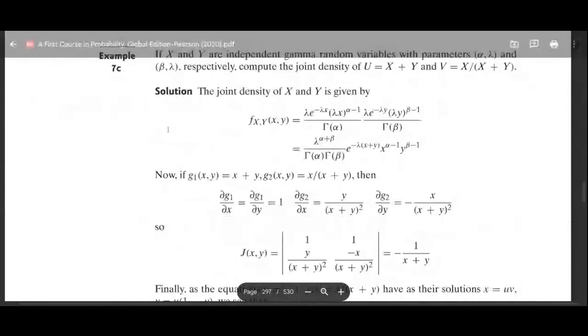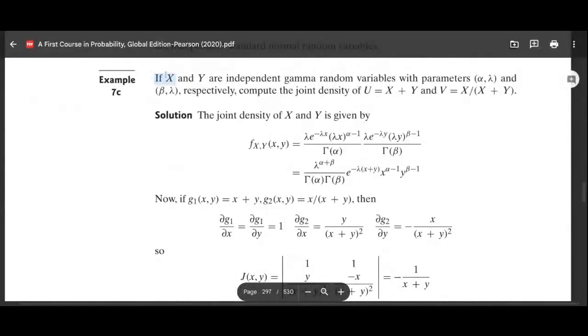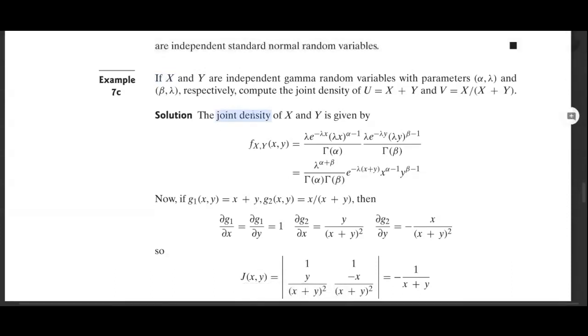Let's see this example. If x and y are independent gamma random variables with parameters alpha, lambda and beta, lambda respectively, compute the joint density of u equals x plus y and v equals x divided by x plus y. Okay, this transformation is not linear. The joint density of x and y is given by, yeah, we calculated this last class, right?